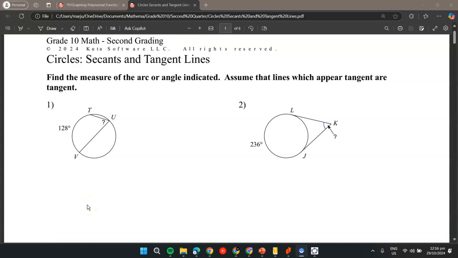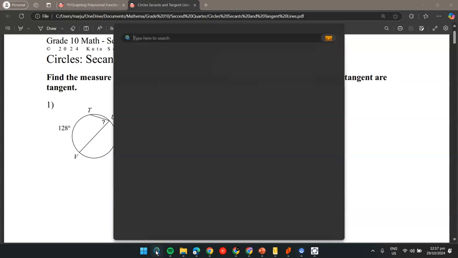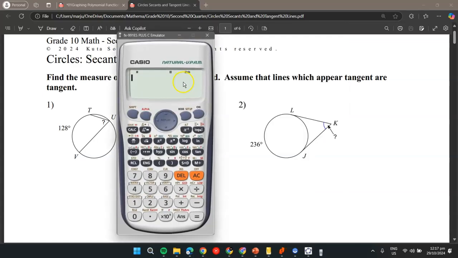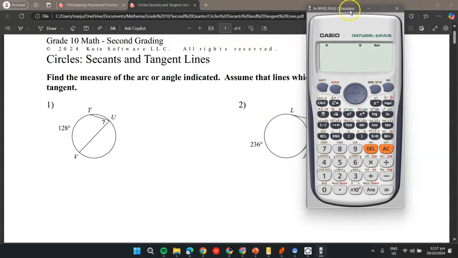In this video, we are going to talk about circles, specifically about secants and tangent lines. This is an application of the different theorems with respect to secants and tangent lines. If you don't know much about the theorems, I suggest you go back to the previous video I posted about them, because whether you like it or not, we are going to make use of those theorems. Let me just get the calculator ready.